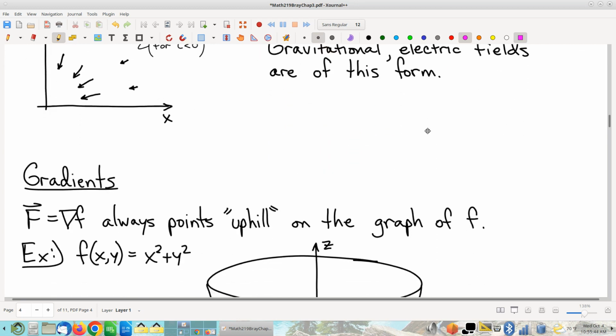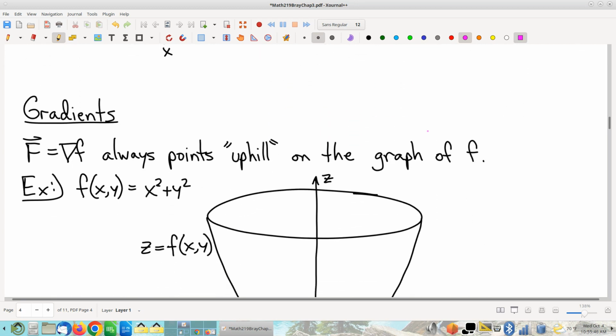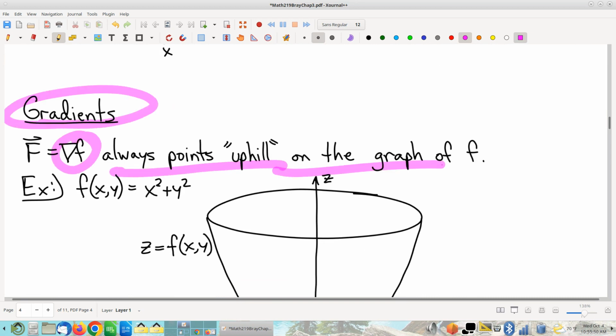All right, some old news. Let's talk about gradients. Gradients always point uphill on the graph. We knew this. That's old. Let's see, when did we first see that? A couple of days ago, I guess it was. Maybe it was Friday. I can't remember if it was Friday or yesterday. But already established, gradients point uphill.